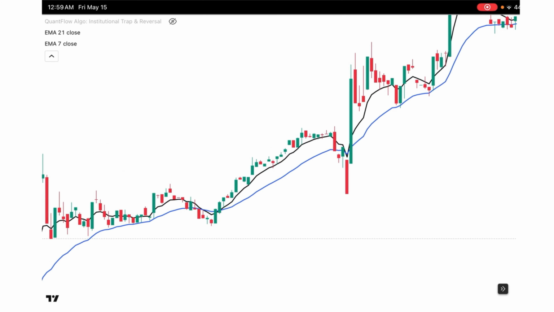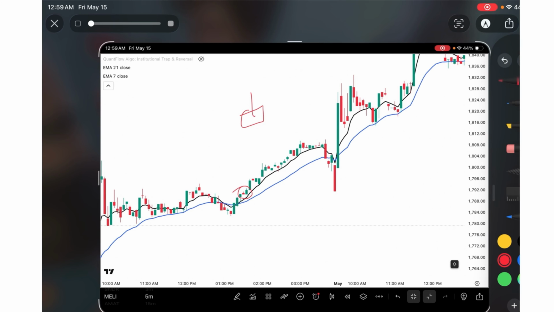But you have to remember one thing for yourself. Where and how is this condition forming? Look here. Here, notice the clear identity. On Monday, there was a green candle first, and from here, selling pressure started to show. So here, our entry could be made.